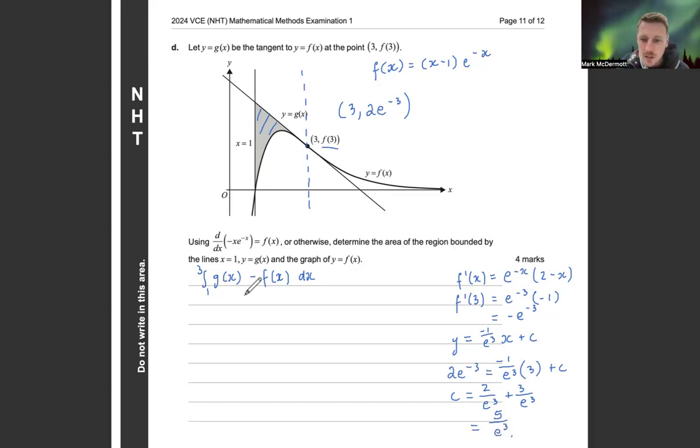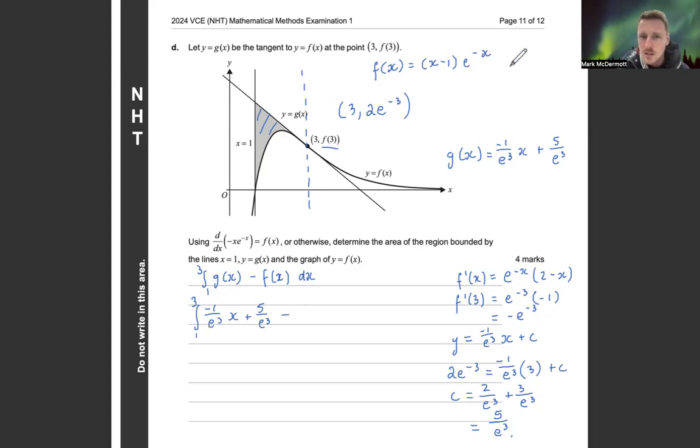Okay, so now we know what g of x is, and maybe we'll write that up here as it's our conclusion. I don't have any more space. So g of x is the linear line, negative 1 on e cubed x plus 5 on e cubed. So it's the integral from 1 to 3 of that thing, which is g of x, negative 1 on e cubed x plus 5 on e cubed minus f of x.